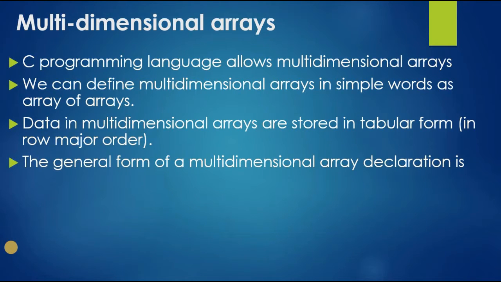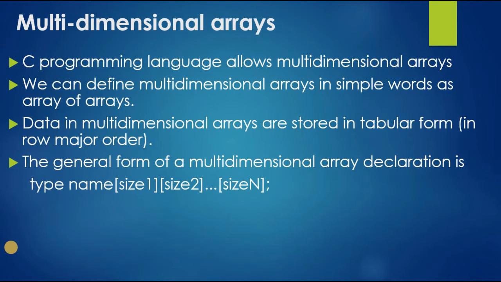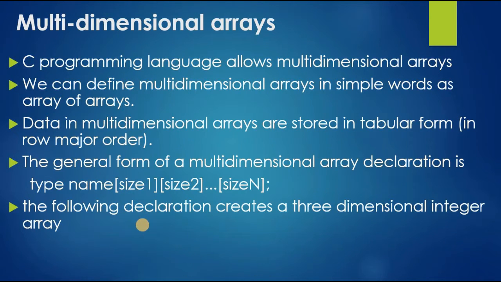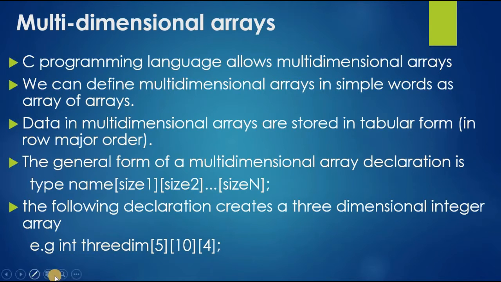The general form of a multi-dimensional array declaration is the data type, then the name of the array, and the size of the array. This is how we declare a multi-dimensional array. The following declaration creates a three-dimensional integer array. This is an example of the three-dimensional array.